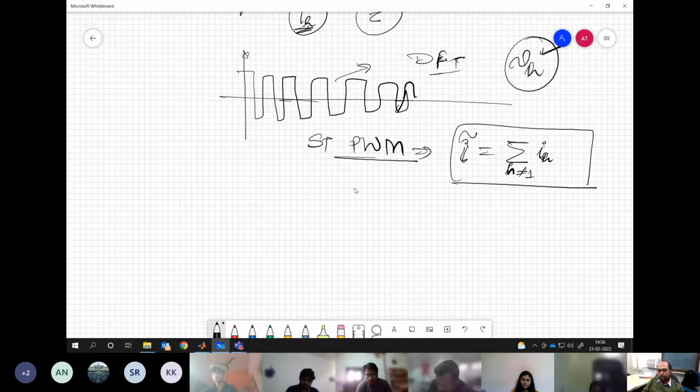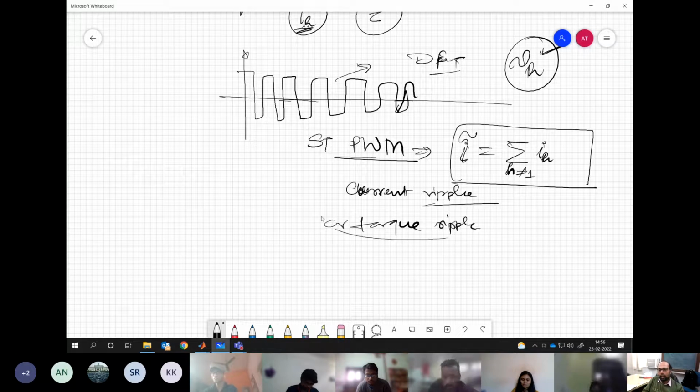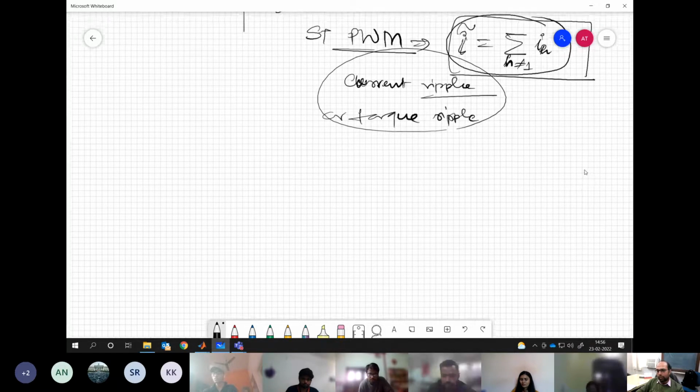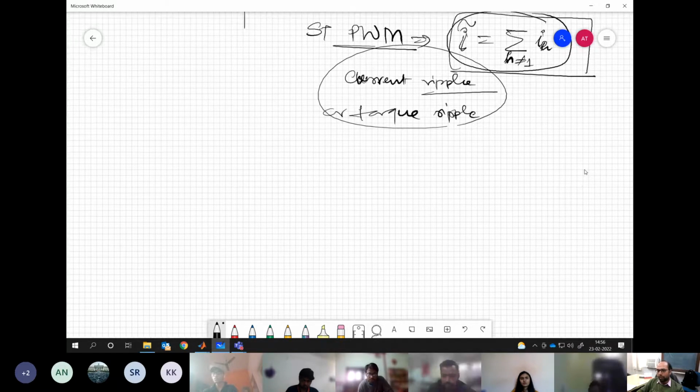So we go by either current ripple or torque ripple and so on, which is basically the sum of all the harmonic components which are appearing. Correct? Now how to do this? We are trying to compute the ripple current flowing into the system. That is what we are trying to do.